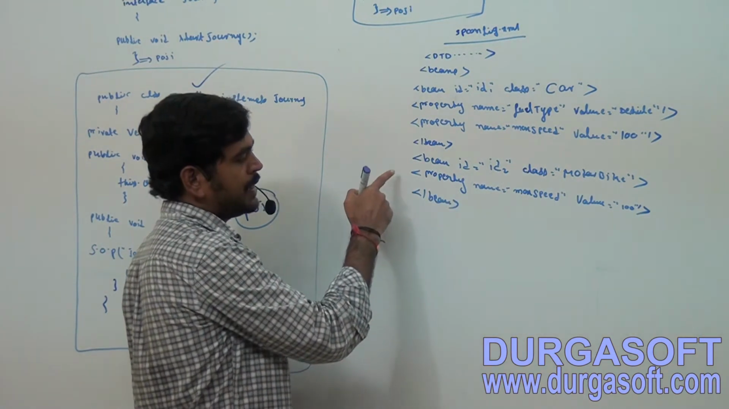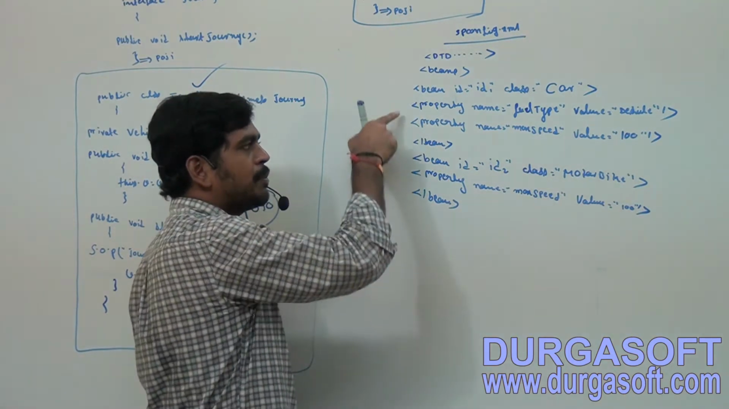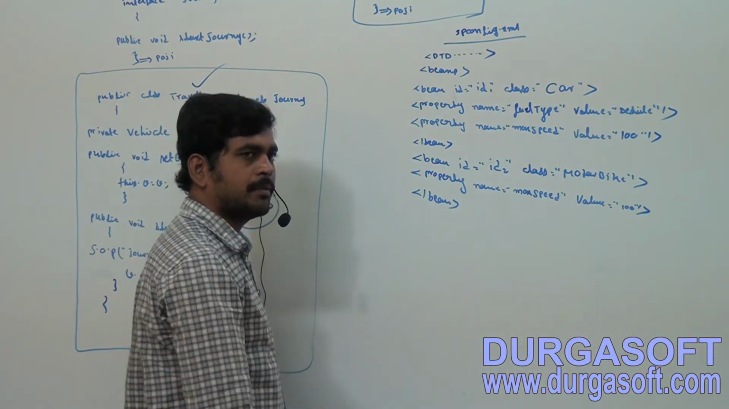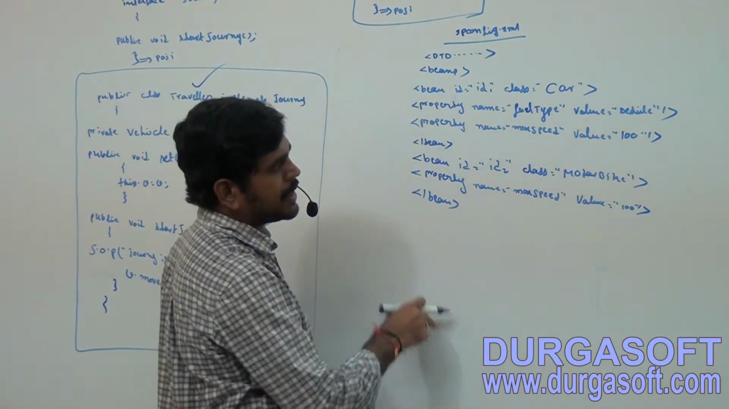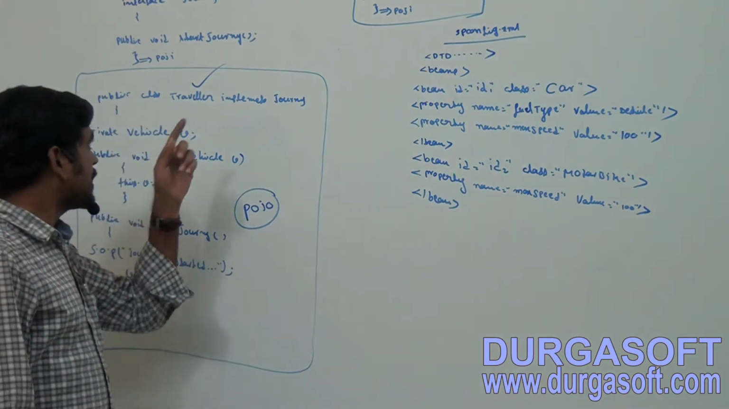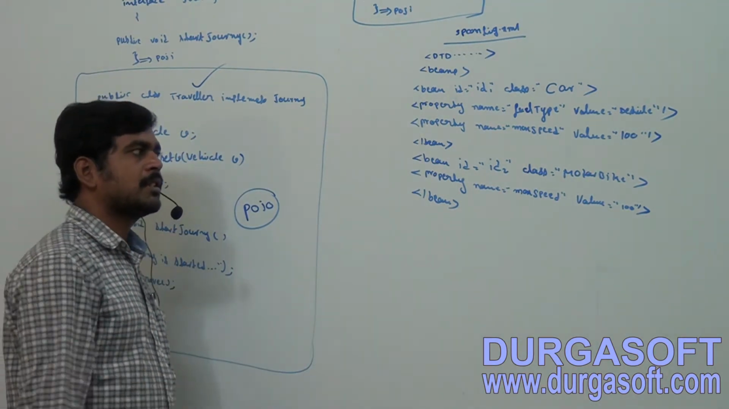Only a single property is there. That is the reason I am taking a single one. If 10 properties are there, we have to define 10 properties like this. Then close the beans. Sir, I want to place this Traveler class also inside this. Yes, happily we can place it inside this.